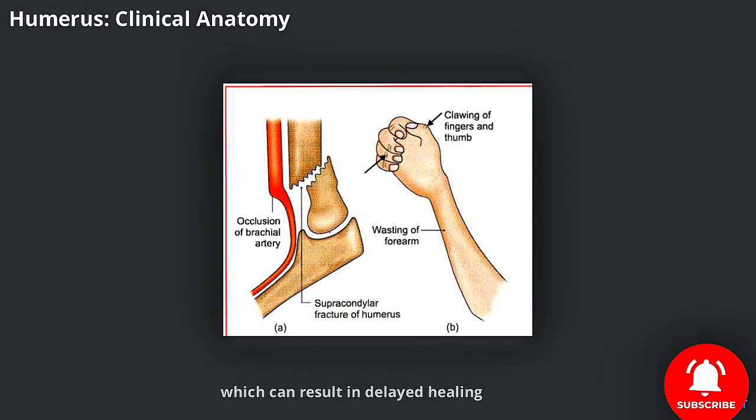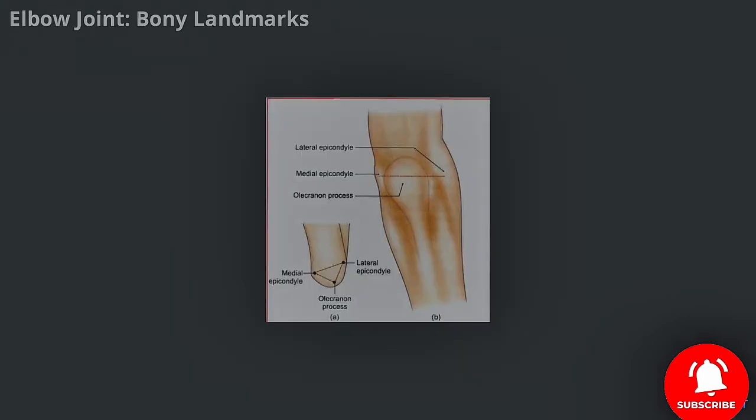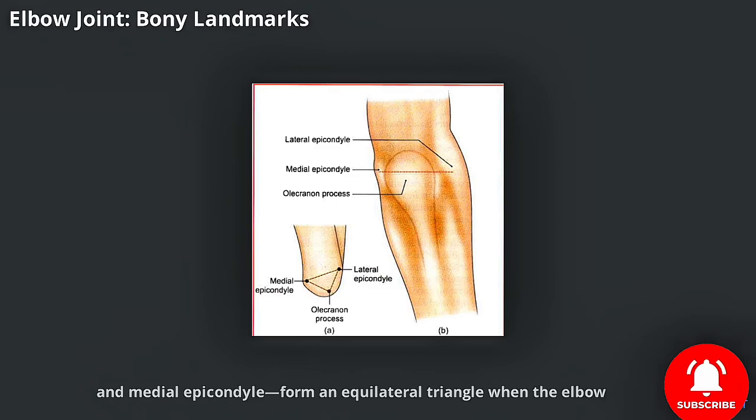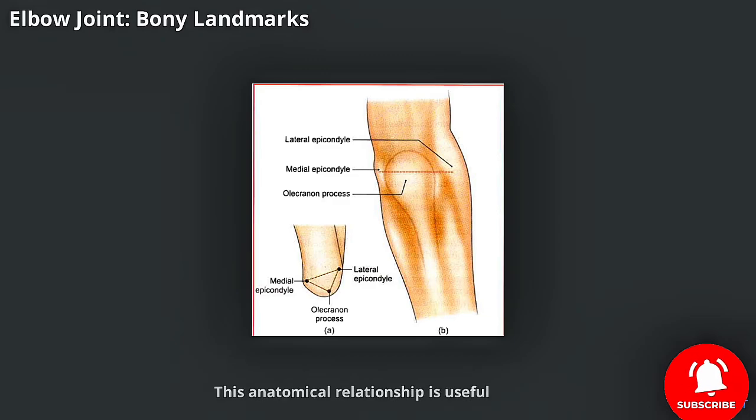in delayed healing. The three bony points of the elbow, the lateral epicondyle, olecranon process, and medial epicondyle, form an equilateral triangle when the elbow is flexed and aligned in a straight line when extended. This anatomical relationship is useful for assessing elbow injuries and dislocations.